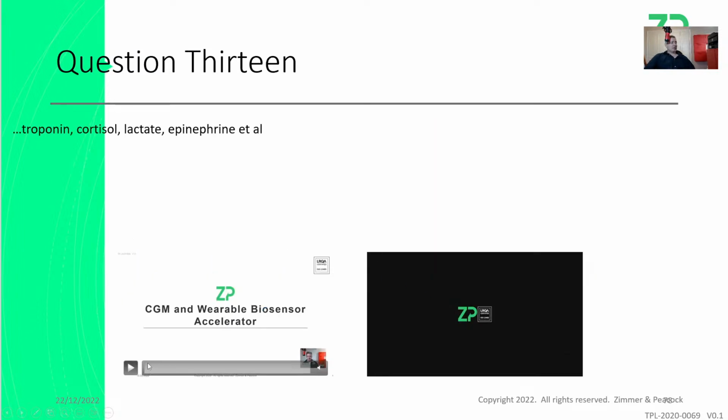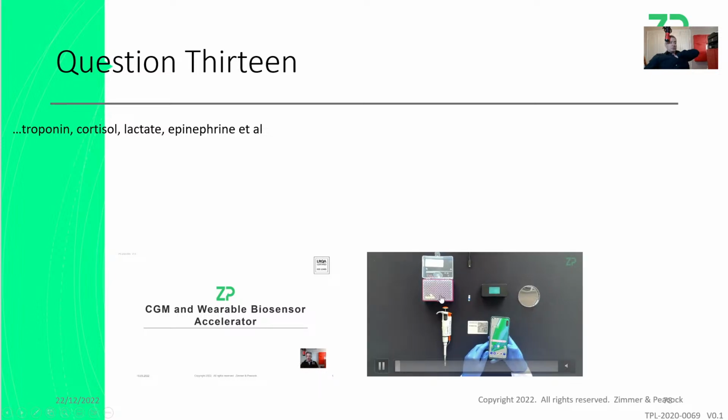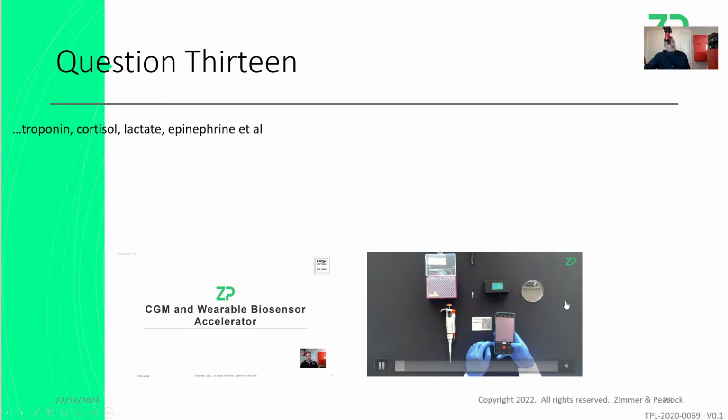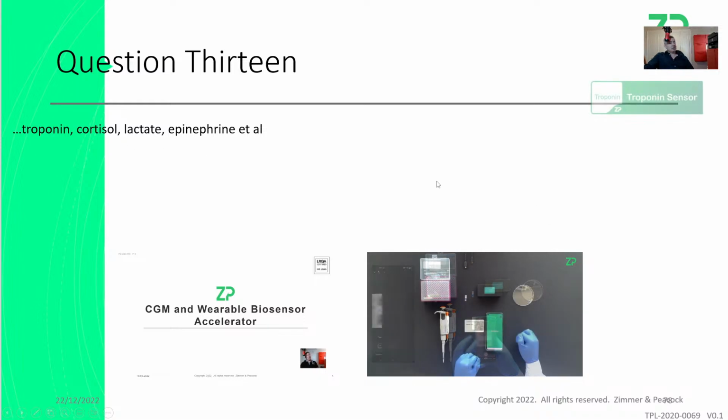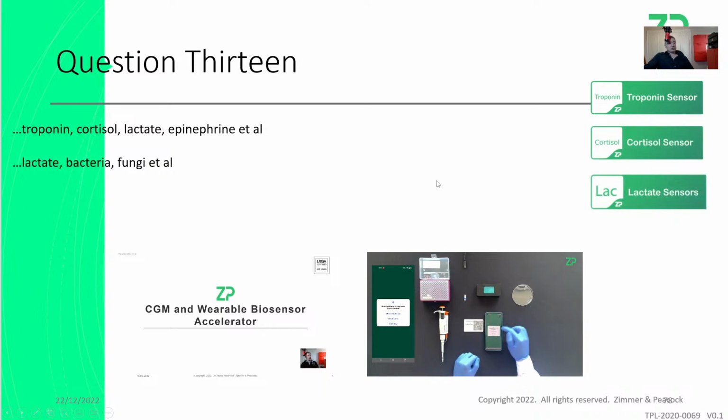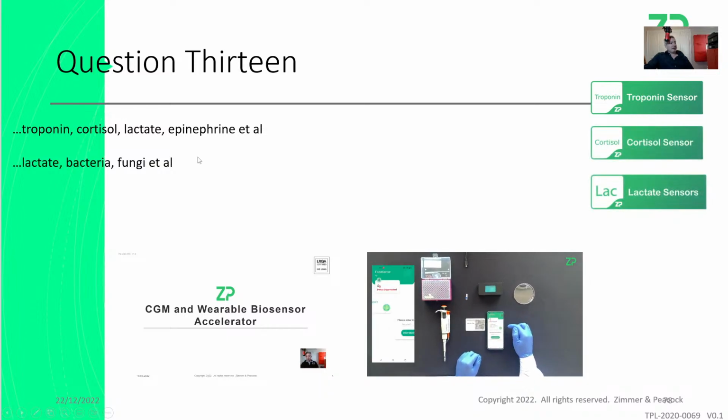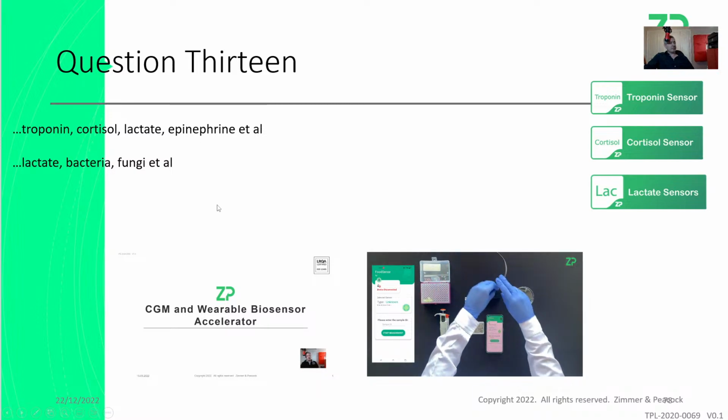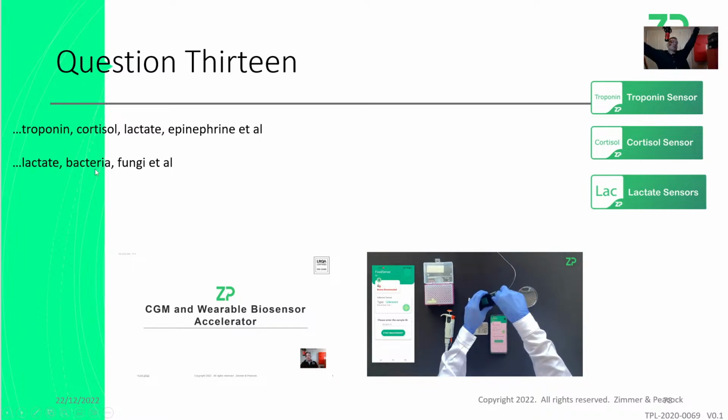Question number 13. We have lots of ways of working with people. I've got a couple of videos playing here because the two big areas we work in are wearables or continuous monitoring, and IVD or discrete monitoring, in vitro diagnostics. So we do have troponin sensors, cortisol sensors, lactate sensors. I have looked at epinephrine in the past. I'm pretty sure we can do epinephrine. And also bacterial sensors and fungi sensors. We have worked on these.